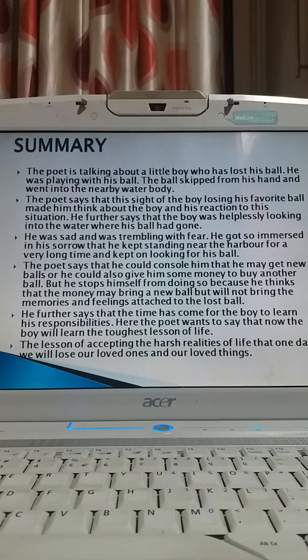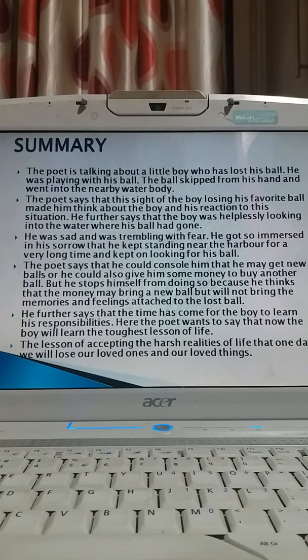The poet says that the sight of the boy losing his favorite ball made him think about the boy and his reaction to that situation. He further says that the boy was helplessly looking into the water where his ball had gone. He was sad and trembling with fear. It can be fear, anxiety or helplessness, any particular thing that leads to his trembling.